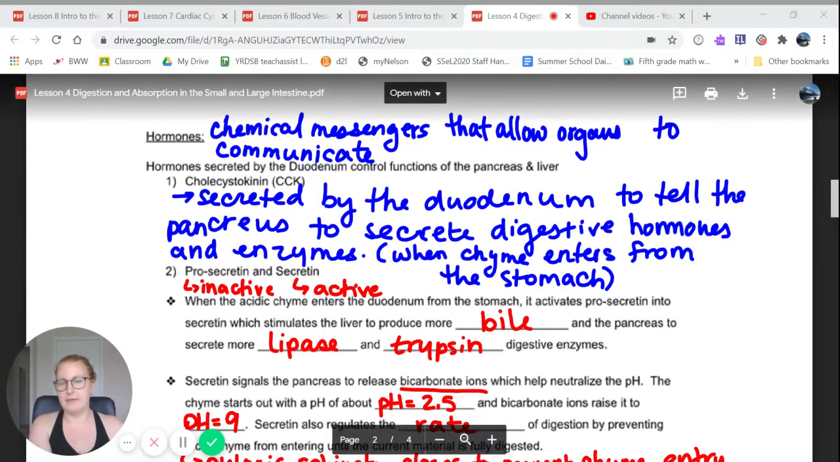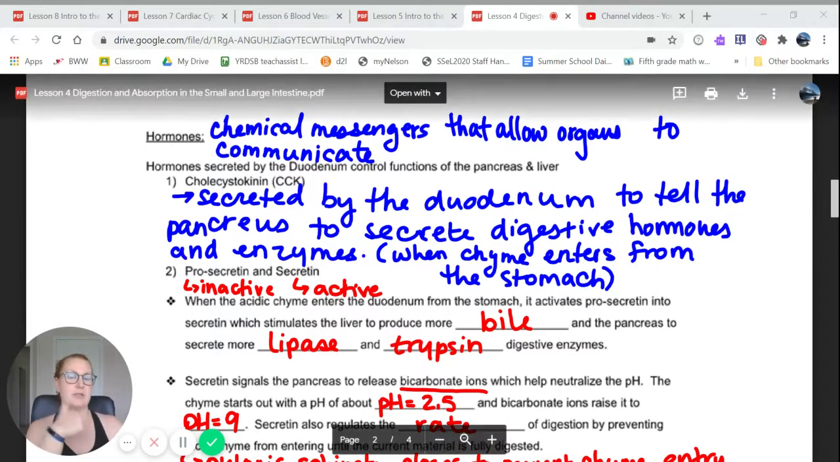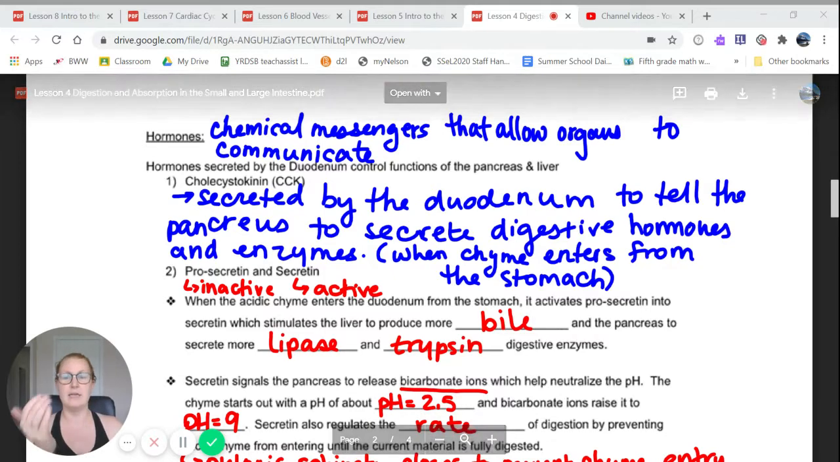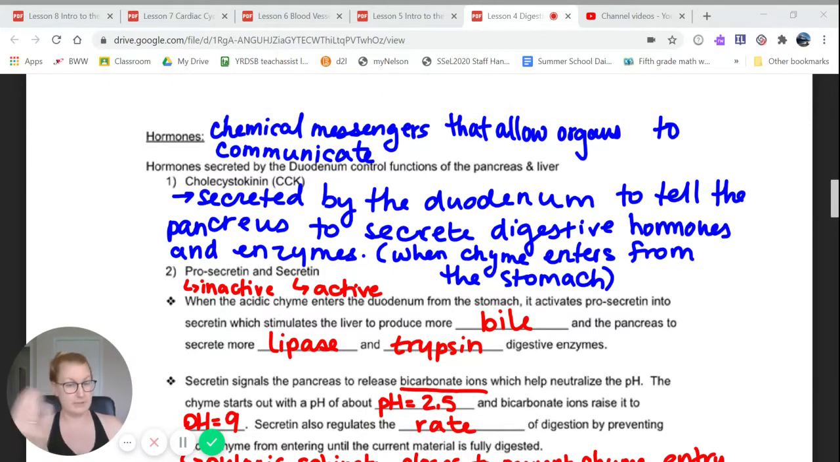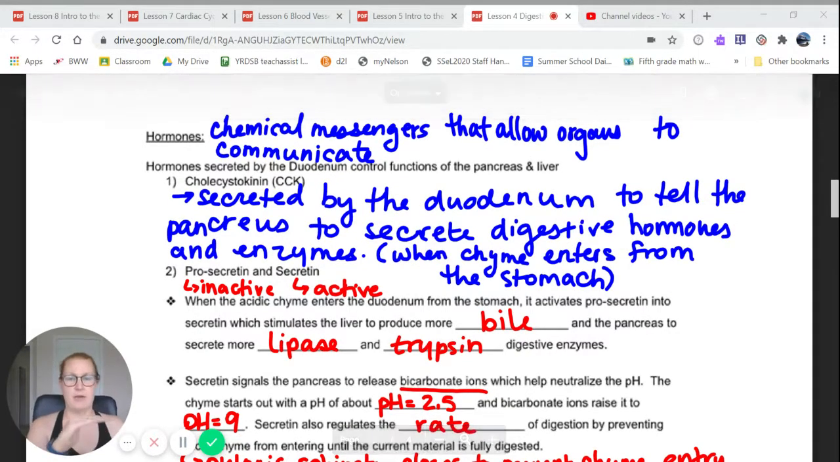So I've listed here a couple of different hormones. CCK is secreted by the duodenum, and it's essentially just signaling the pancreas to secrete certain digestive hormones and enzymes. As I said, that's typically when the chyme enters from the stomach. Then we have prosecretin and secretin, and as I mentioned in lesson 3, that's an inactive and an active form. Again, for the whole purpose that we don't want things to be active all the time, we want the ability to turn them on and off.